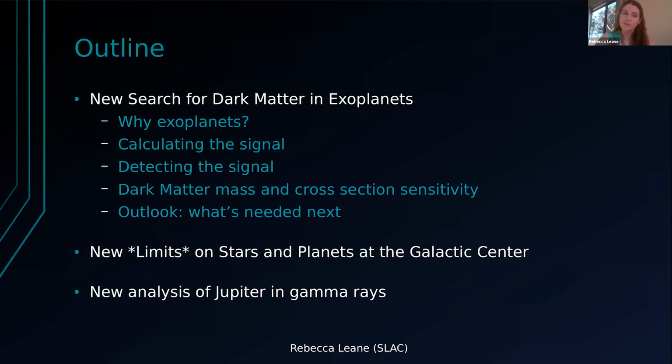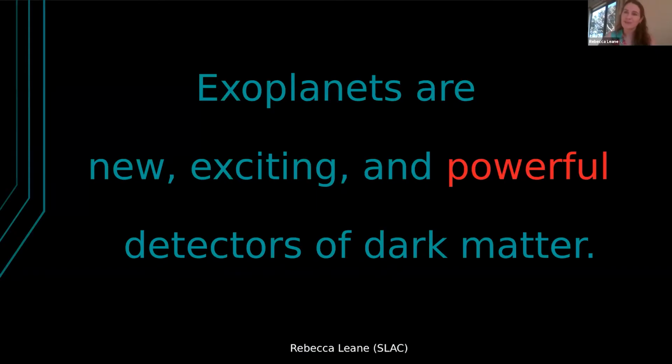Later on in the talk, I'm going to tell you about some new limits that we can set now using stars and planets in the center of our galaxy. And then at the very end, I'm going to give you a sneak peek at a new paper I have coming out looking at Jupiter in gamma rays and what that can tell us about dark matter. So to start, what I want to convince you of in the first part of this talk is that exoplanets are new, exciting, and very powerful detectors of dark matter.